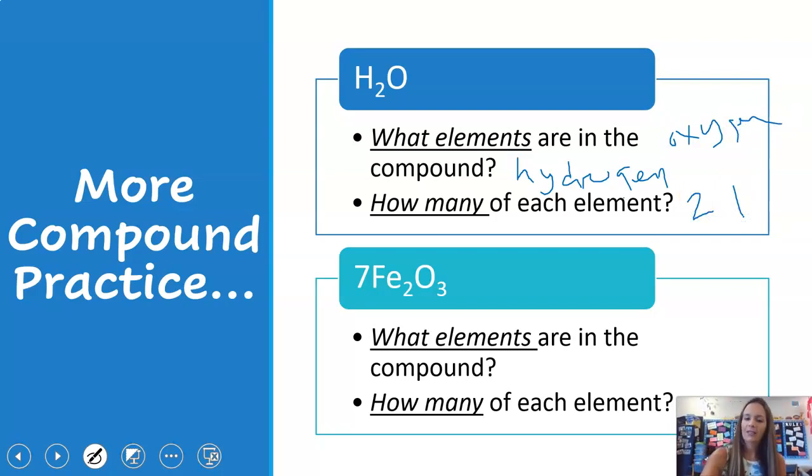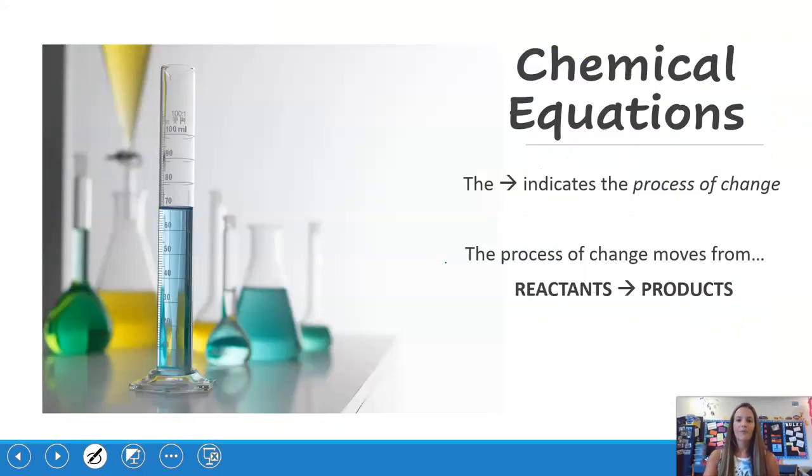Below, we have iron oxide. So what elements? Fe is iron, O is oxygen. And how many of each element? We have to do a little multiplying here. So 7 times 2, there's 14 iron, and 7 times 3, there's 21 oxygen.